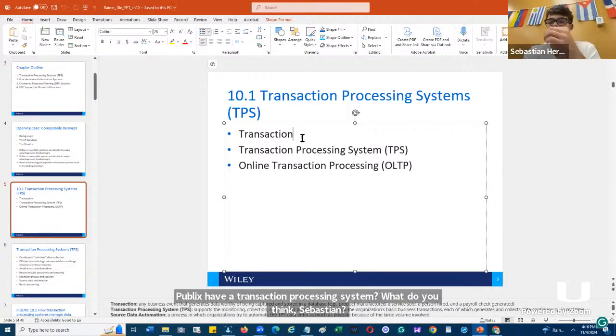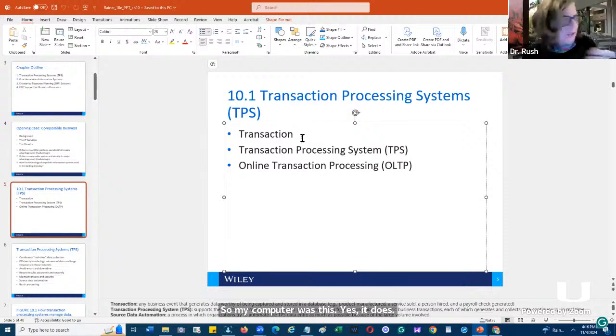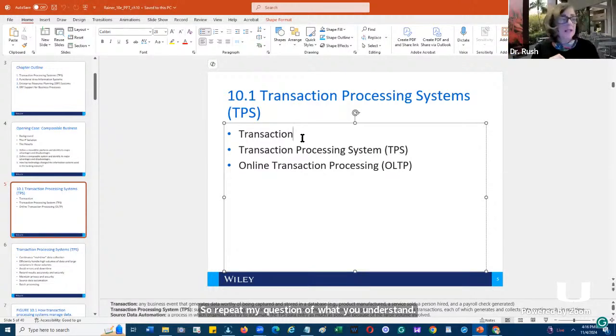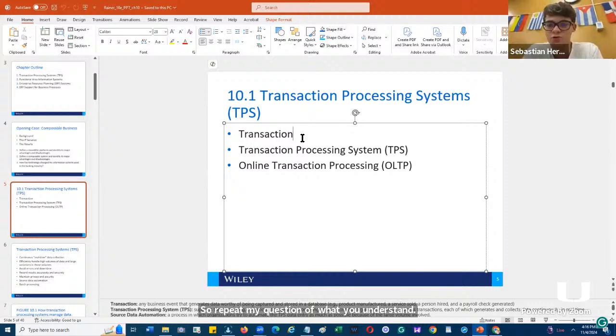Sorry, my computer was glitching. Yes, it does. Repeat my question to make sure, with our audio, sometimes it goes back and forth. So repeat my question of what you understand. All I heard was, to be honest, Publix and transaction processing systems. So does Publix have a transaction processing system? I would assume they do.